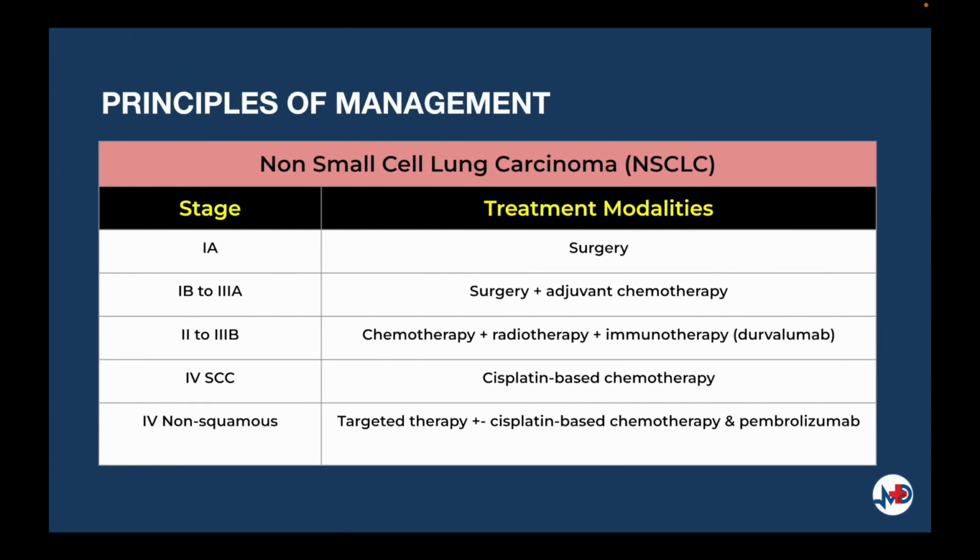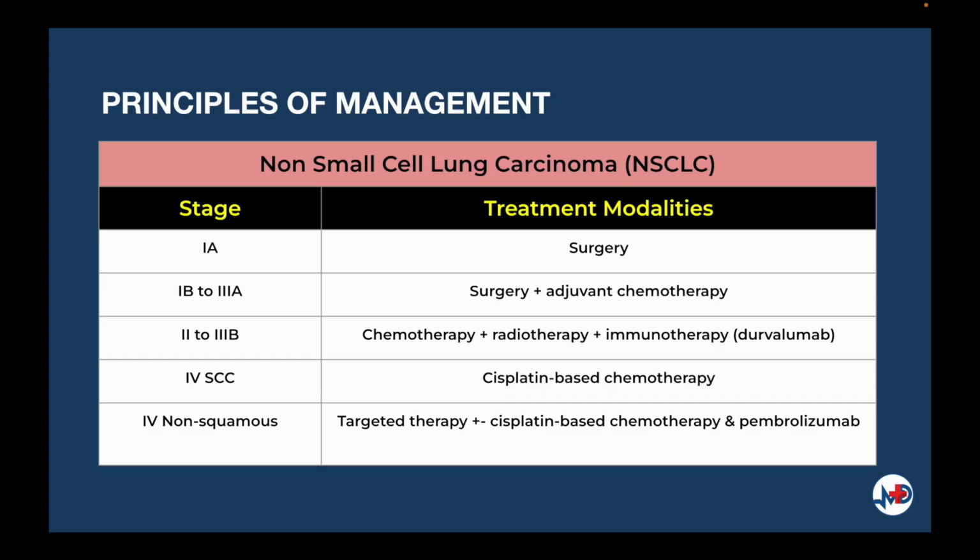For non-small cell lung carcinoma, only 20% are suitable for surgery, and it has a poor response to chemotherapy. Patients can be offered radiotherapy, targeted therapy, or immunotherapy if they are eligible. In stage 1A, only surgery is needed. For stage 1B to stage 3A, surgery with adjuvant chemotherapy is offered. For stage 2 to stage 3B, if the tumor is unresectable, a combination of chemotherapy, radiotherapy, and immunotherapy such as durvalumab is given. For metastatic disease, the treatment differs between those of squamous and non-squamous cell type.